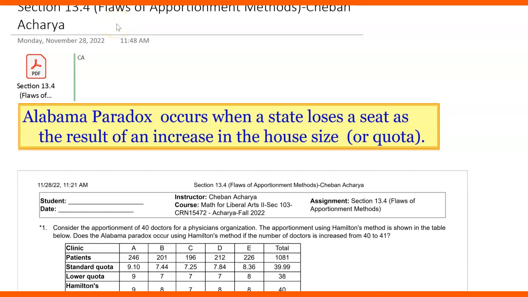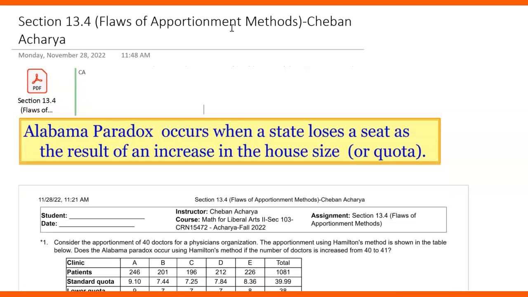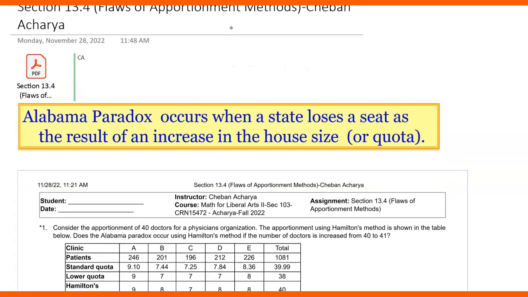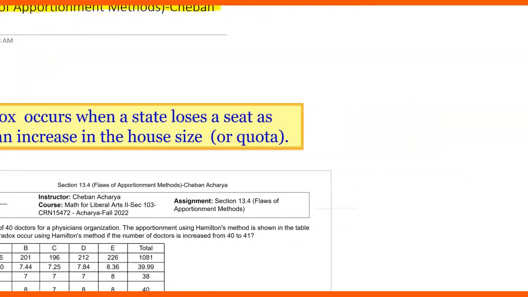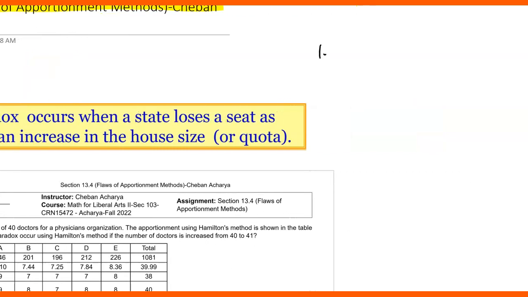Hello, in this video I'll do section 13.4. The topic is flaws of the apportionment method. Okay, flaws of apportionment. And in this section we have three types of flaws.